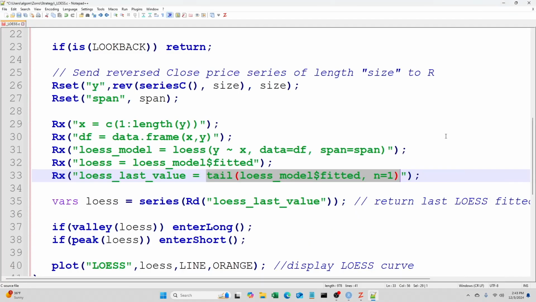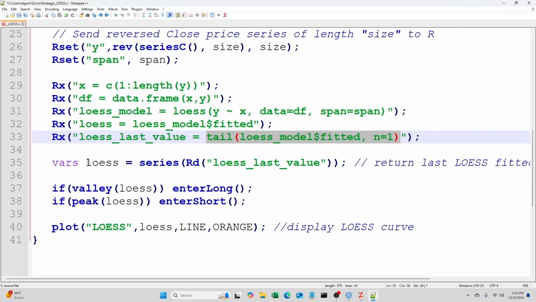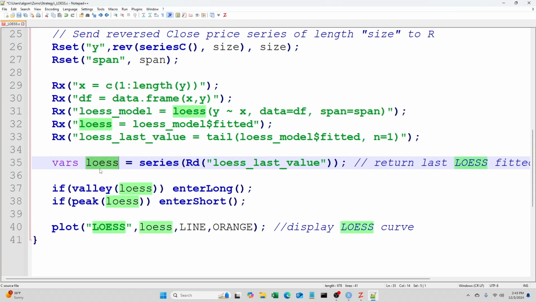Why? Because I want to construct here in Zorro a series, right? A series like a simple moving average, or a low pass filter, or whatever. I want a series that I can trade, right? Or plot. And I'm defining here in Zorro Trader this vars variable, which is an array, a series.